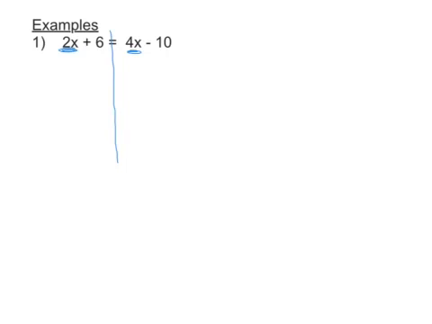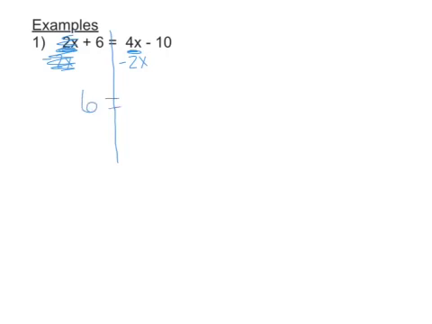So in order to move it, we're going to do the opposite. So since we're adding 2x, we're going to subtract 2x. Whatever you do on one side of the equal sign, you have to do on the other side. So we're going to put it below our other x as well. Okay, and the whole reason you do that is to get your x's to cancel on the left. So 2x minus 2x, this goes away. And the only thing left on the left is a 6.